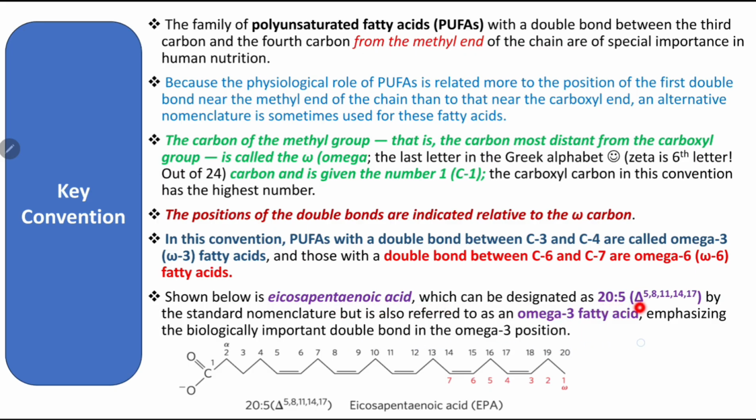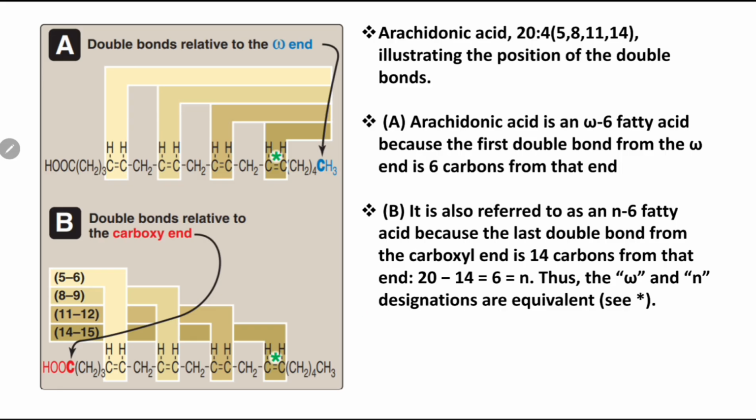Designated as 20:5 delta 5, 8, 11, 14, 17. So there is a double bond between 5th and 6th, 8th and 9th, 11 and 12, 14 and 15, 17 and 18. Right? And 5 double bonds, obviously. And it is also an omega 3 fatty acid, emphasizing the biologically important double bond in the omega 3 position. Right?